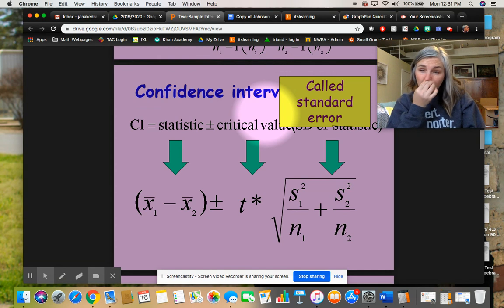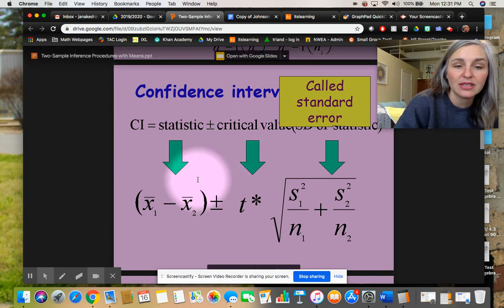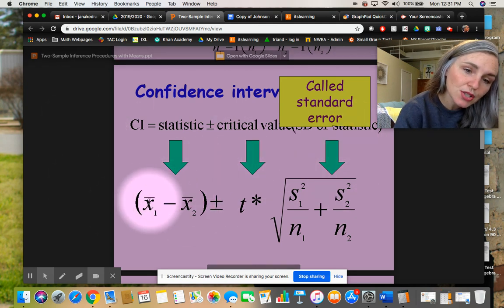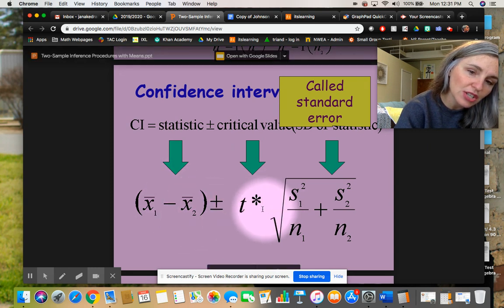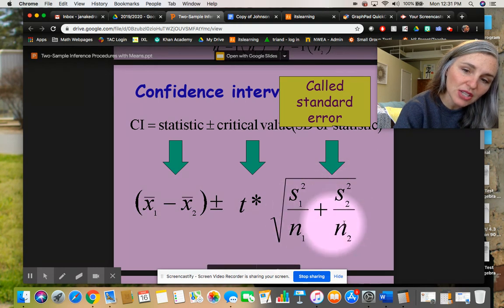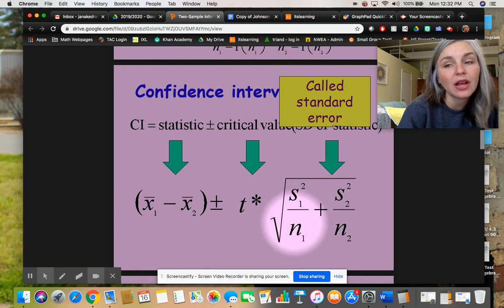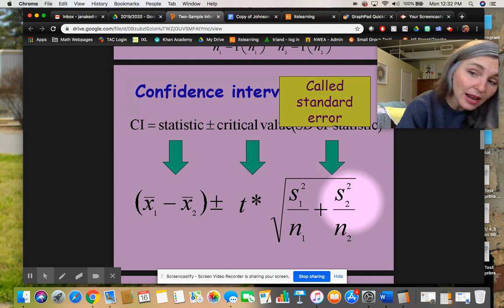Okay, if you're doing a confidence interval, then this is your new formula. So sample mean minus sample mean plus or minus t-star, none of this changes except for we're subtracting them now. And our new standard error is the first sample standard deviation squared over the first n, plus the second standard deviation squared over the second n.